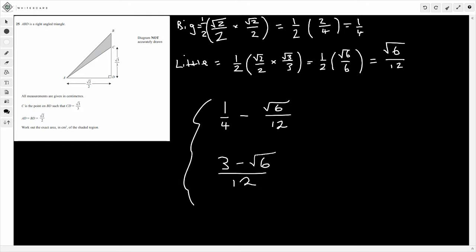So these are your 2 answers. Both are equivalent, but it's whichever you prefer giving it as. All I've done is times this left-hand fraction here by 3 to get a denominator of 12. So 3 minus root 6 divided by 12.